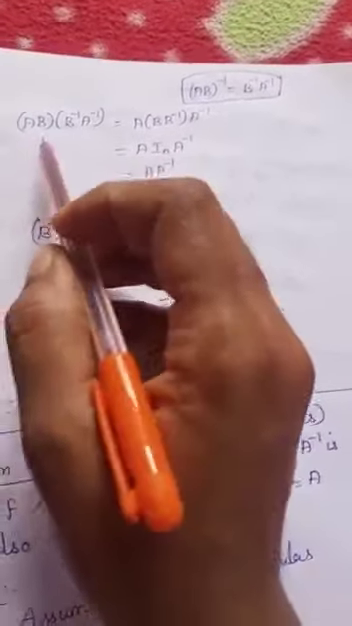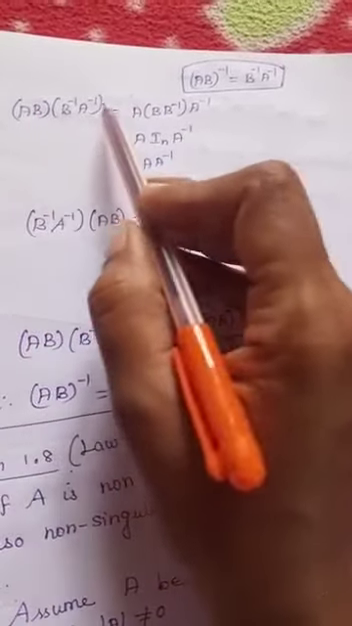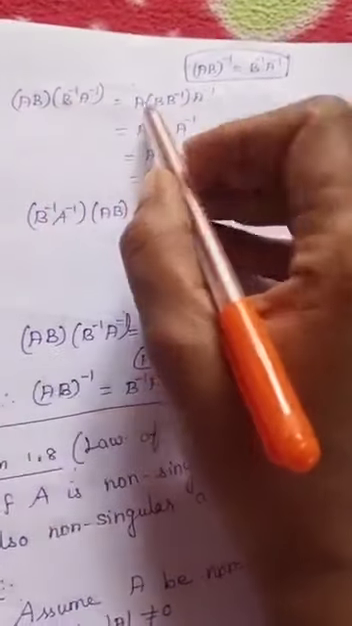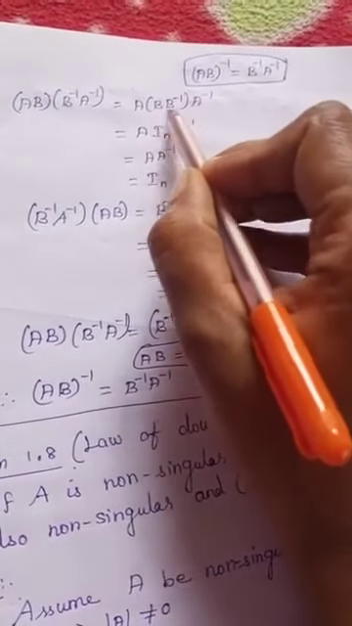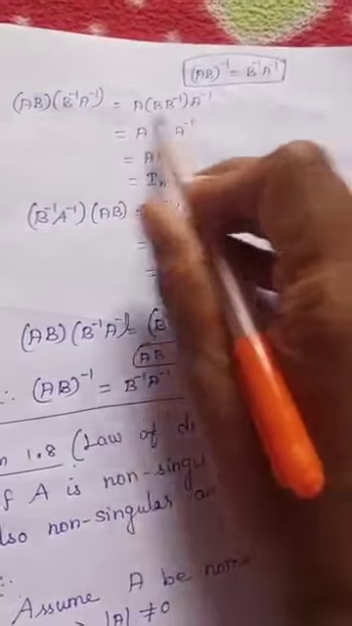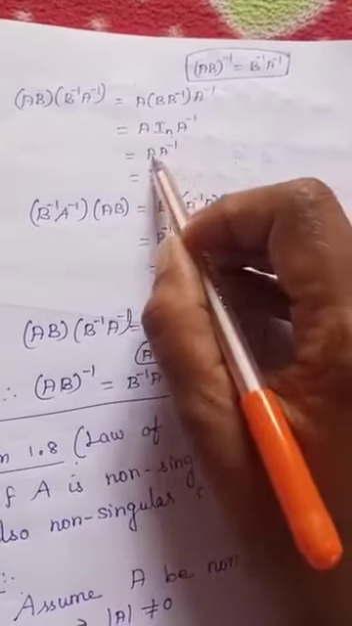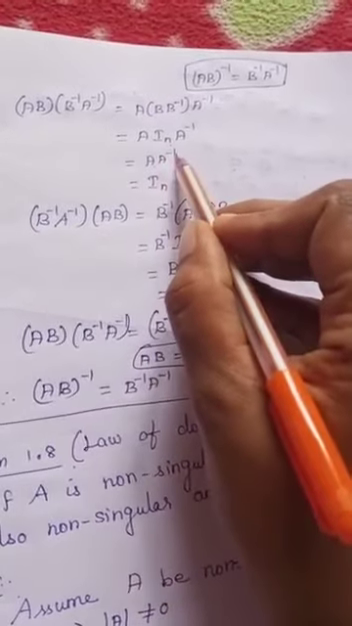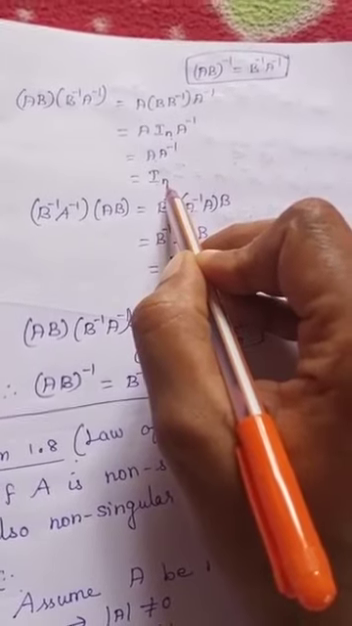For that, let me find it out. What is AB into B inverse into A inverse? See, very simple. Since matrices hold the associative property, I can change the bracket. See, B into B inverse, we know that B into B inverse means what? That is the identity element, In. Now, when we multiply any matrix with the identity element, we will be getting the same matrix. So, A into A inverse. Now, again A into A inverse, same matrix, isn't it? We will be getting the identity matrix In.